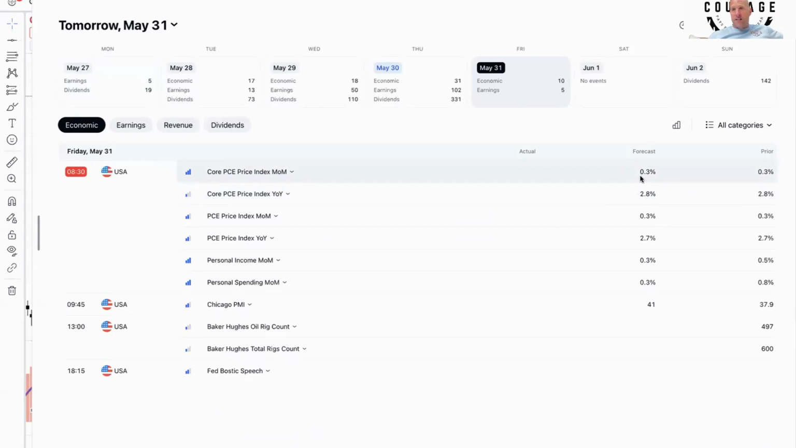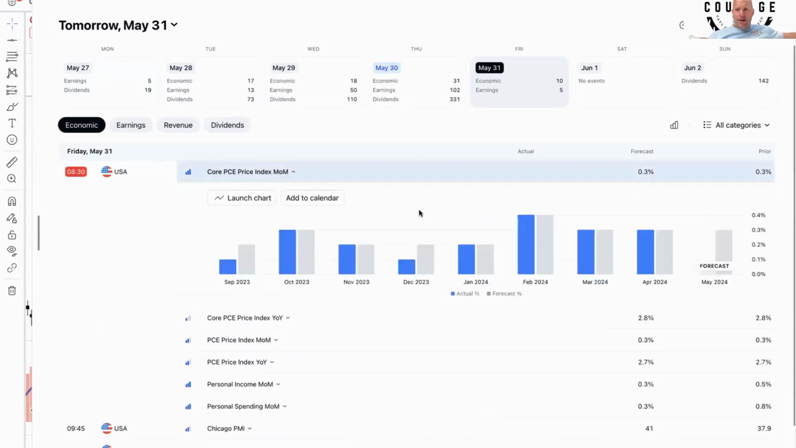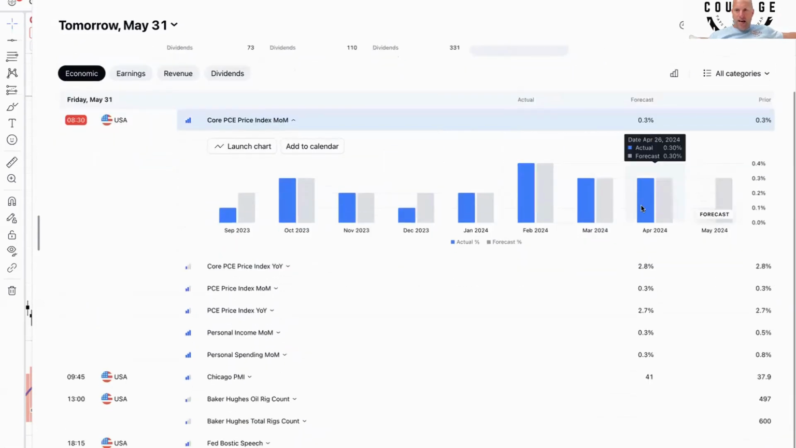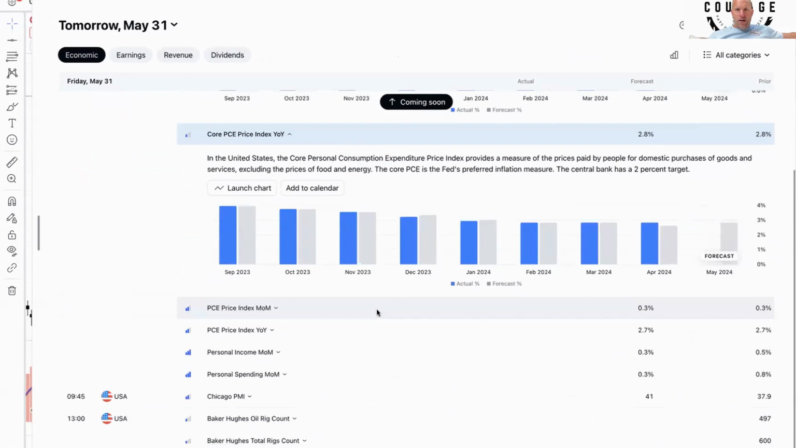And the forecast for this month, it's expected to stay flat at 0.3%. But let's go ahead and click on it. And this one actually doesn't have a descriptor here. So this is core PCE month over month. You can also get year over year.